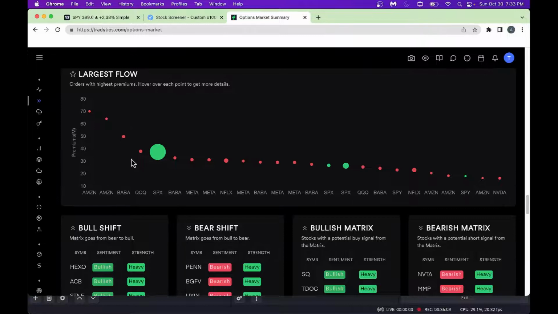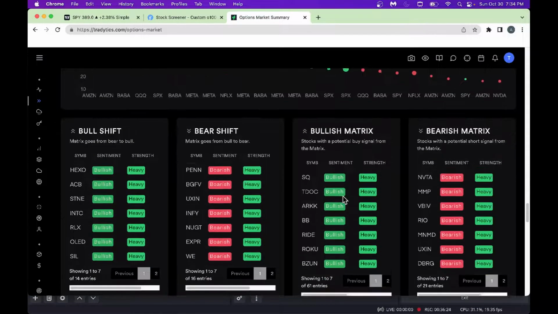By looking at this, you can see here SPX has got a lot of flow, a lot of larger flow here. And again, SPX, understood, not a lot of the times, these SPX and SPY, they take a lot of flow, as you can see here. All right, now you can look at the shift here.